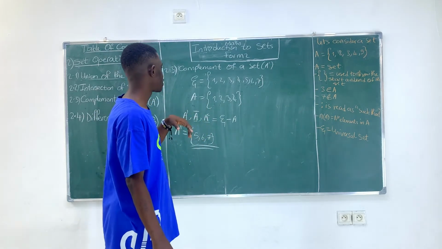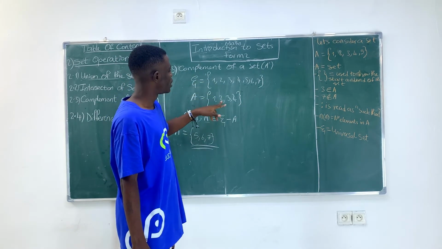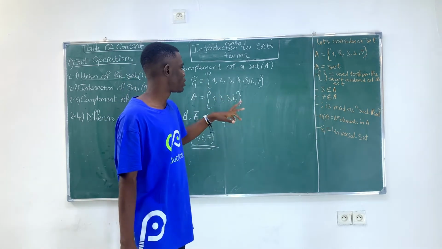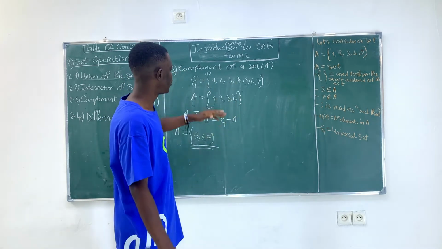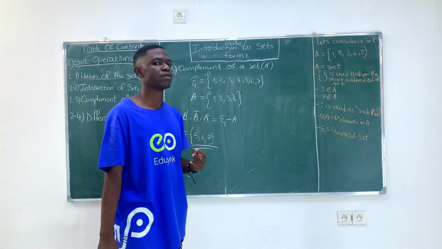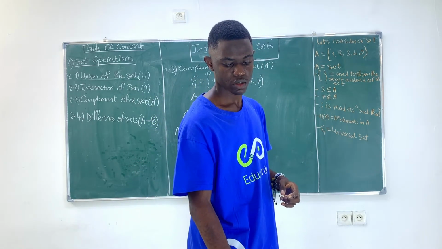If you do your normal subtraction, you're going to see that if there's 1 here and there's 1 here, you remove it, you subtract it. There's 2 and 2, so you subtract it. Here there's 3 and 3, you subtract it. Here there's 4 and 4, you also subtract it. If you subtract this, you'll be left with 5, 6, and 7. You write 5, 6, and 7. So that is what complement is all about.